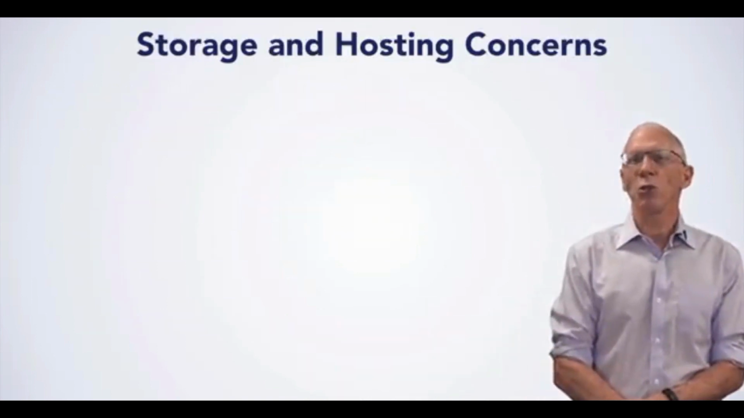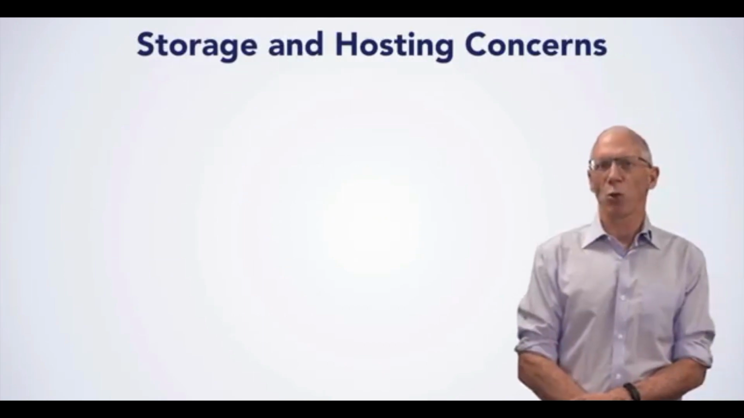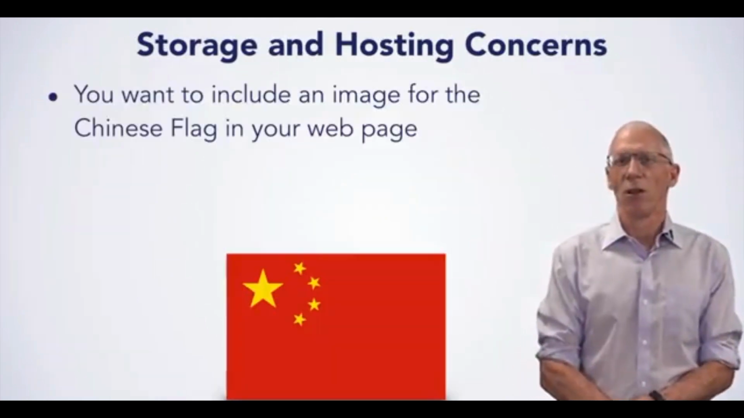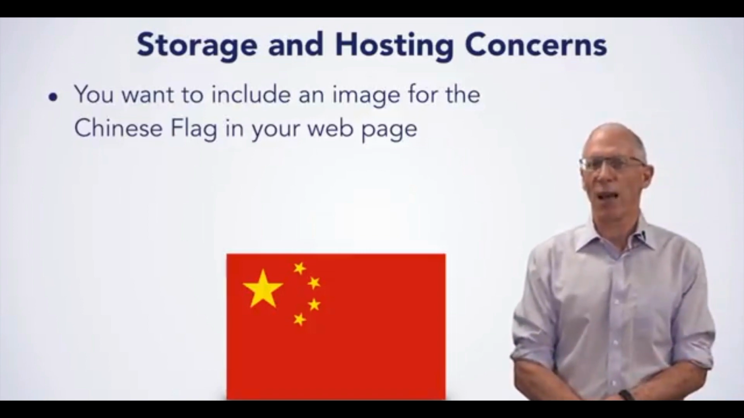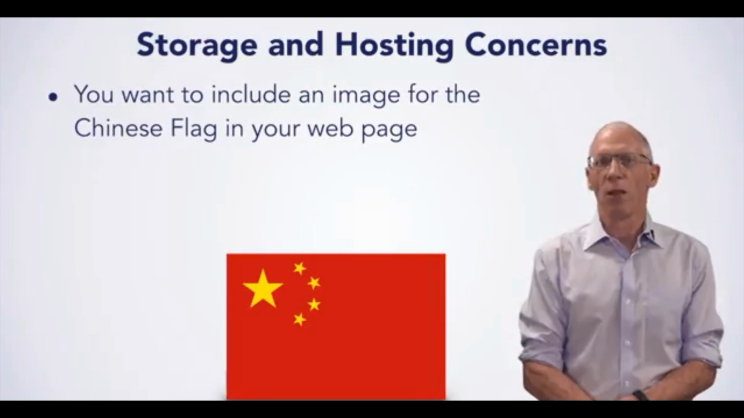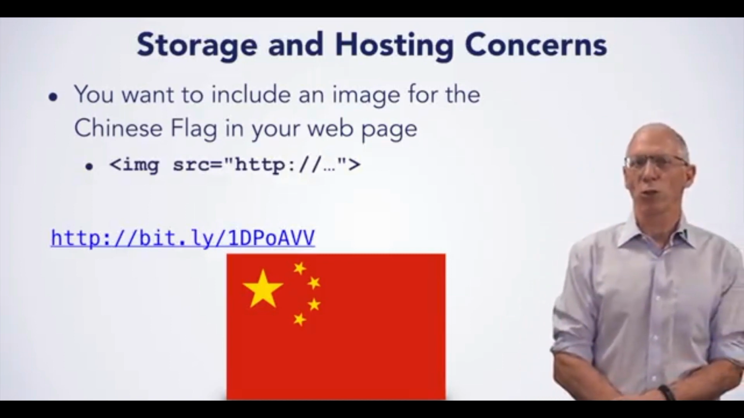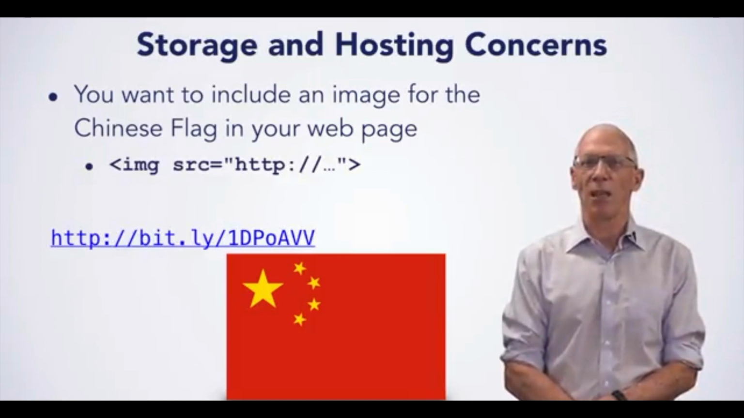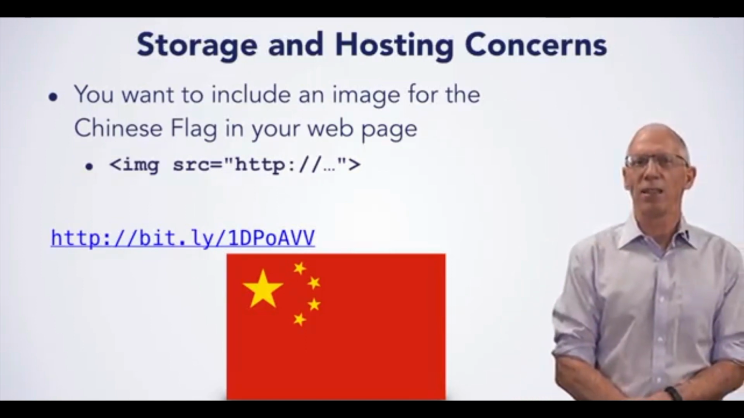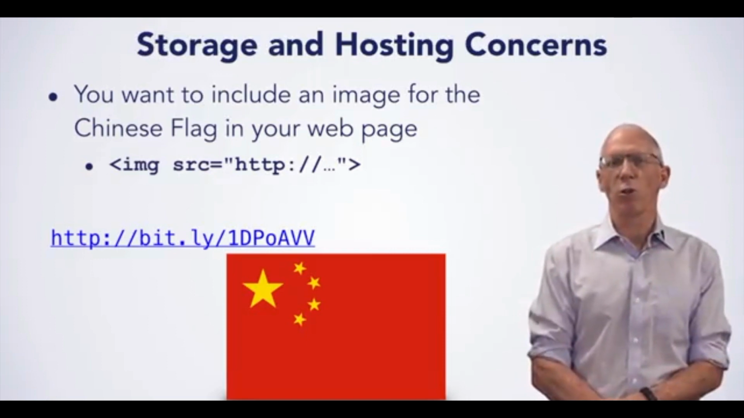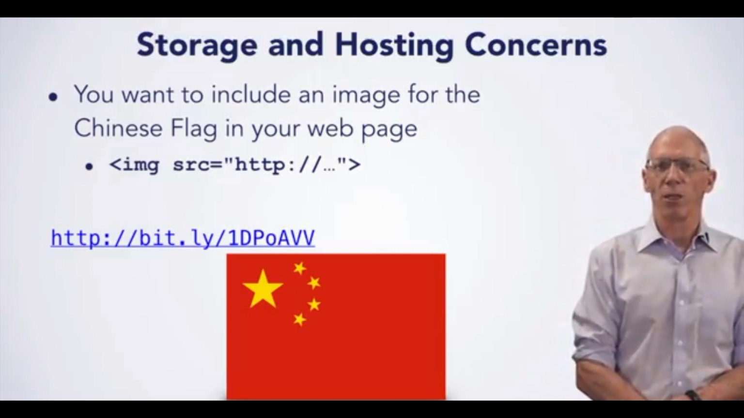In addition to usage rights, using images on web pages you create may have image storage and hosting concerns. For example, suppose you want to include an image of the Chinese flag on a web page you create. You may use Google Image Search to find a URL that you can use with the source argument of an img tag, and you may take steps to ensure that the image of the flag you find is in the public domain, so there are no usage rights concerns. The URL shown here is for just such an image.